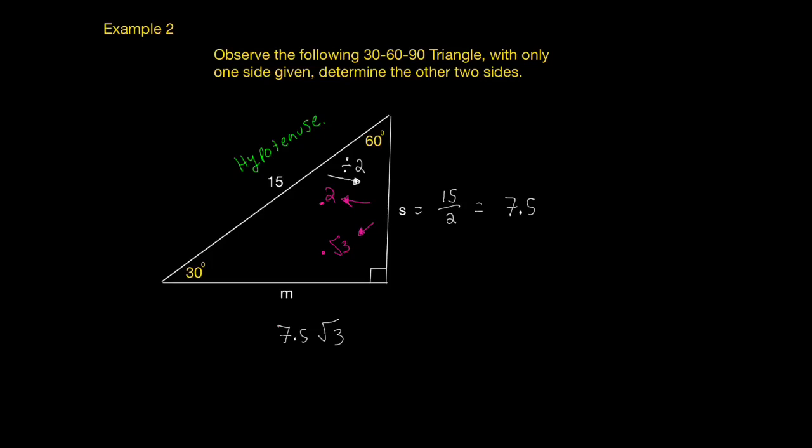So go ahead and try out the rest of the examples, and at the end I'll give you a derivation on why these ratios are true. Why is it that on 30-60-90 triangles we can do this? Why can we multiply by 2 and why can we multiply by radical 3? So that's going to be towards the end. And I'll see you in the next lesson.